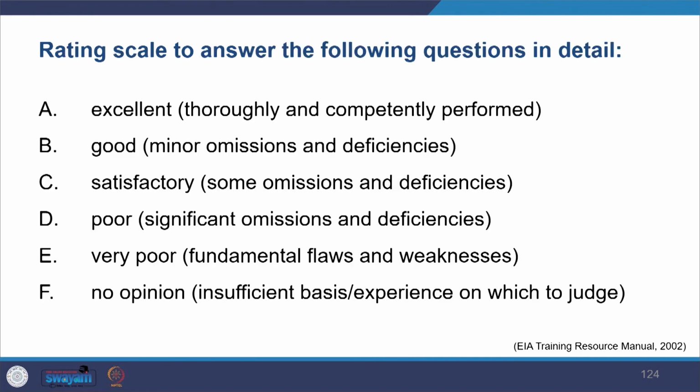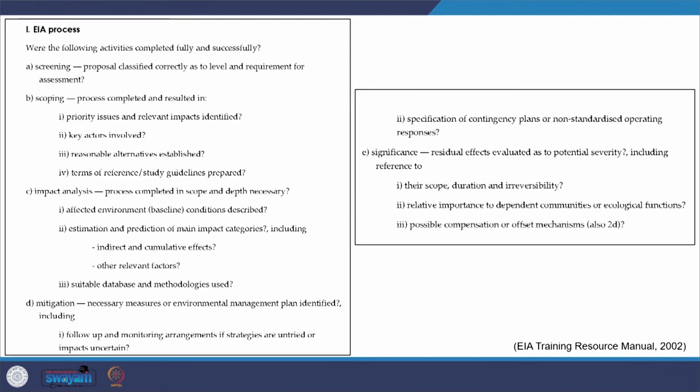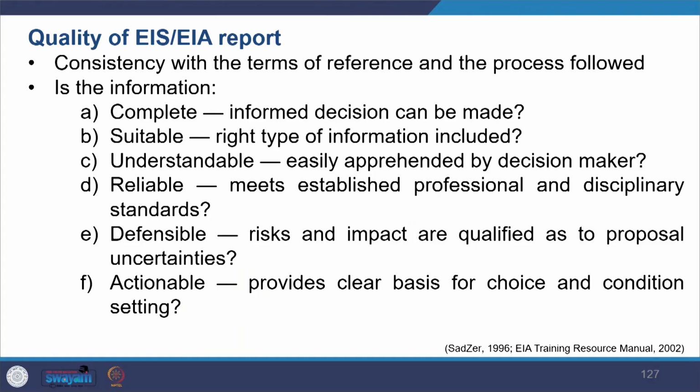And this is another scale on which the report can be evaluated, like excellent, good, satisfactory, and so on. Another is within the process itself, which ensures EIA quality. So you can see how screening, scoping, impact analysis, mitigation, significance, whether the entire process has been carried out properly or not, would also help you to review the quality of the EIA. So another scale which you can see for the EIA report.